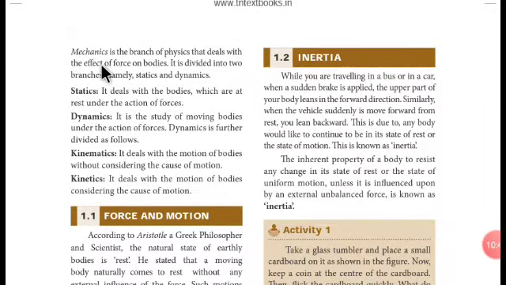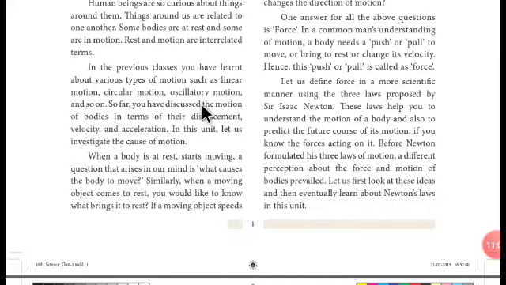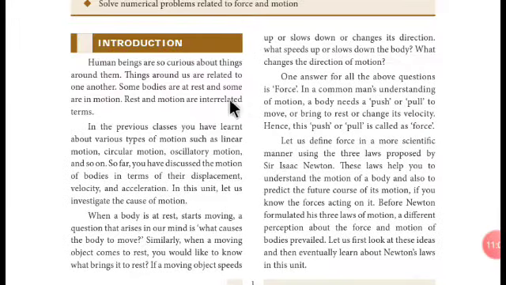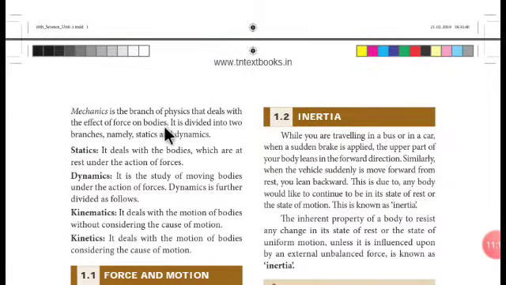And now coming to a good word, mechanics. Most of you might have known this word. Mechanics is the branch of physics that deals with the effect of force on bodies. It is divided into two branches, namely statics and dynamics.